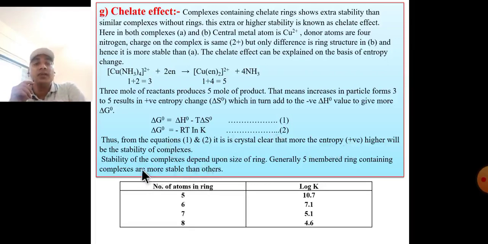Stability of the complex depends upon the size of the ring. A 5-membered ring is more stable than other ring sizes. The 5-membered ring has a log K value of 10.7, while 6, 7, 8 have lower log K values. The more the log K value, the more stable will be the complex.